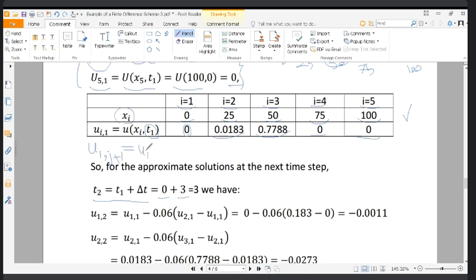u of i and j. I hope my pen is correct. Minus 0.06 times u of i plus 1 and j minus u of i and j. Okay, we have this equation. This is equation 3.